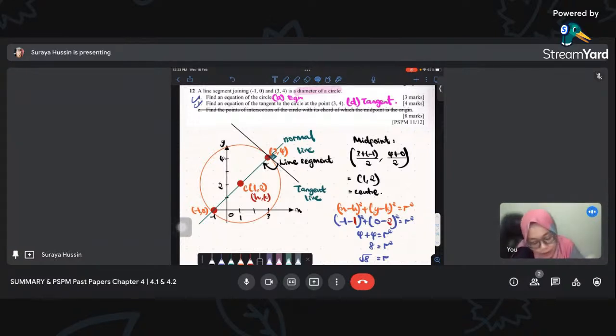Let's read the question. A line segment joining these 2 points. So these are 2 points, and this is the line segment. Everybody, you with me? This is the line segment with 2 points.